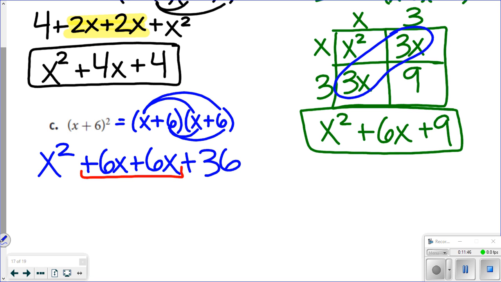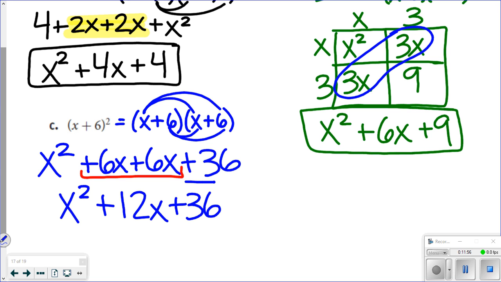In the middle are my 2 like terms. They both have x's, so I'm going to combine them together. 6 plus 6 is 12. And this is in standard form because I have an x squared, then an x, then a constant term.